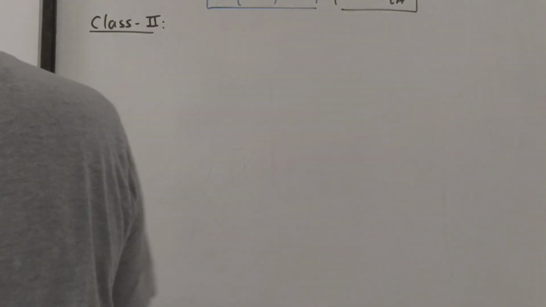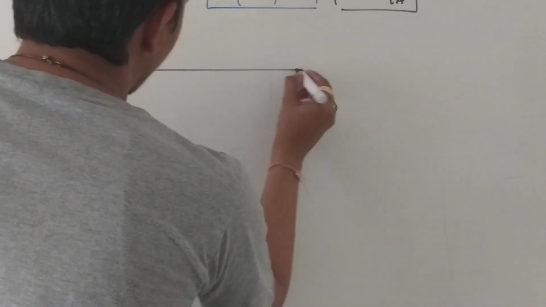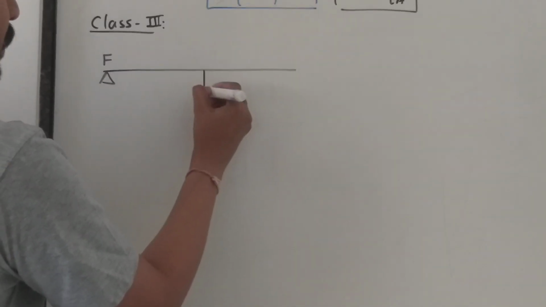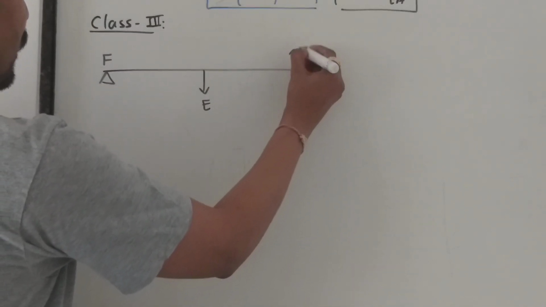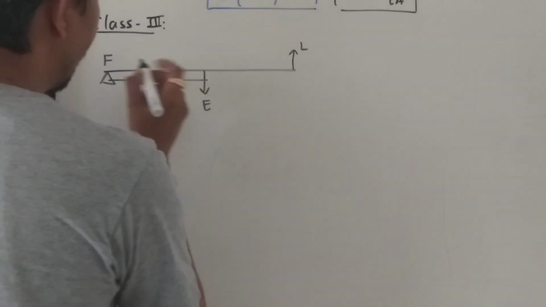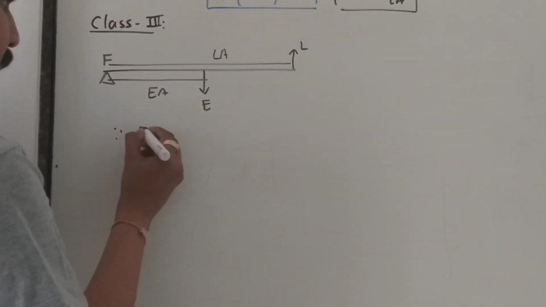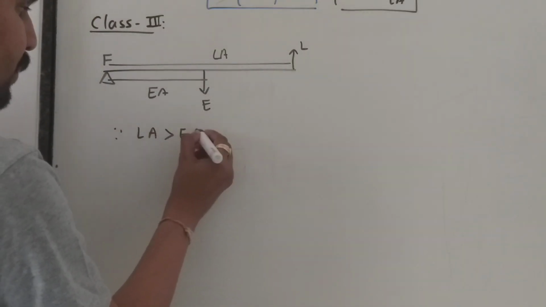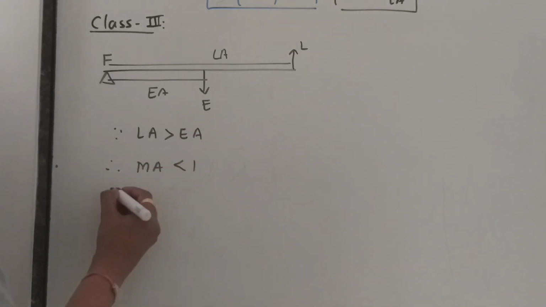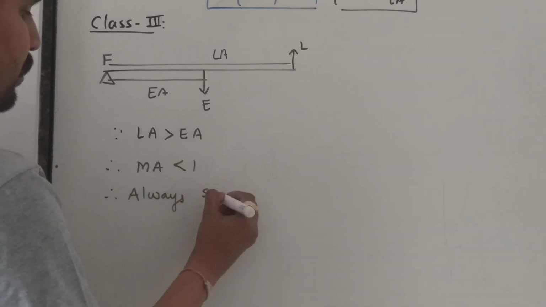Now check. In this part, this is your class 3 lever, right? So this is my lever, this is the fulcrum, here is my effort, and here is my load. So this is my effort arm, right? And this will be my load arm. So since over here my load arm is greater than what? Effort arm, therefore your MA is less than 1. Therefore this class of lever is always called a speed multiplier.